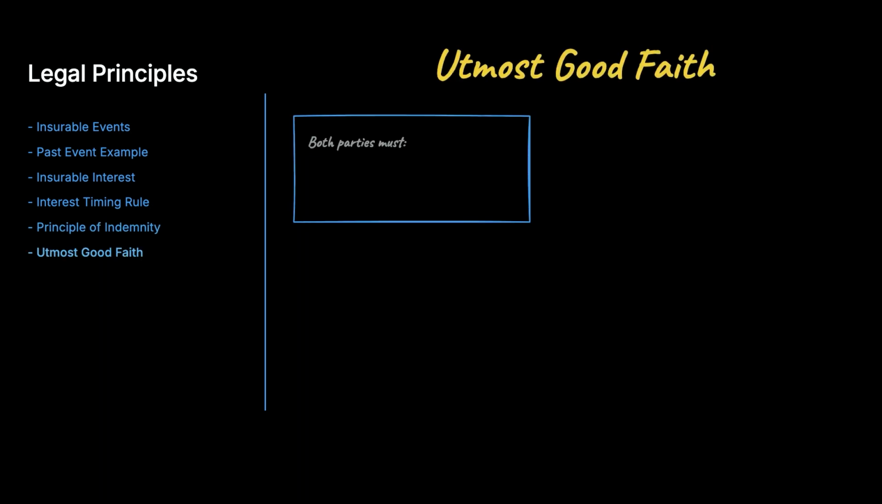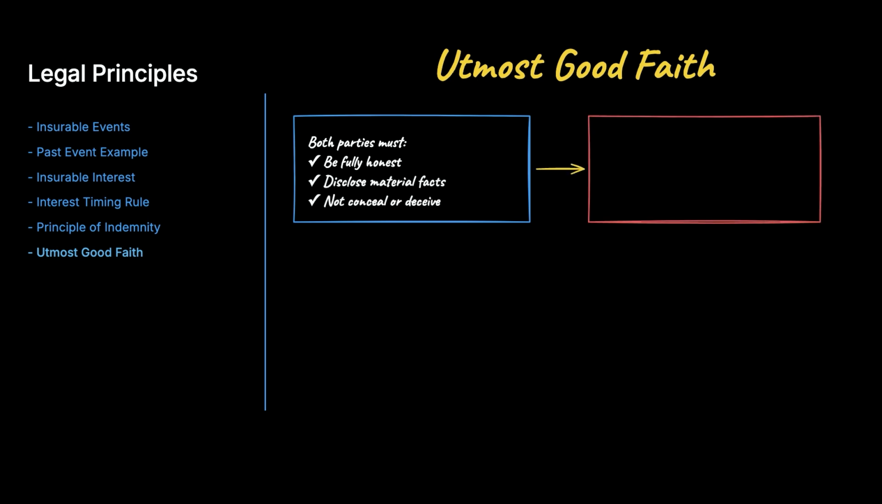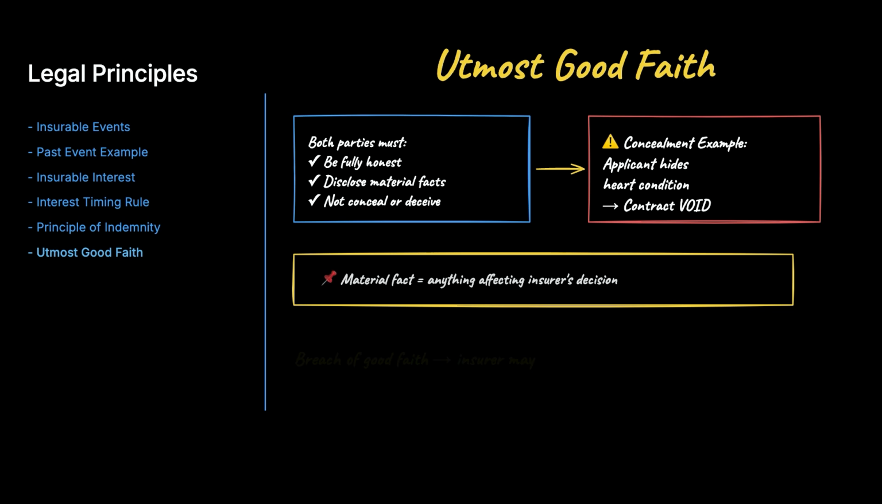The third principle is utmost good faith. An insurance contract assumes complete honesty and full disclosure of material facts from both sides. Each party may expect the other won't conceal important information or act deceptively. So if an applicant hides a known heart condition, that breaks utmost good faith through concealment, and the insurer may void the contract or deny the claim.